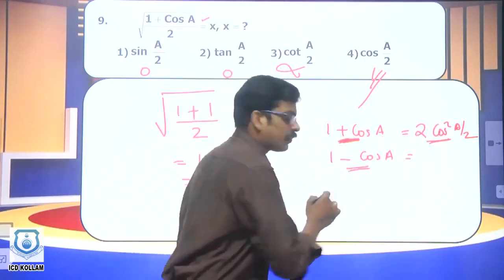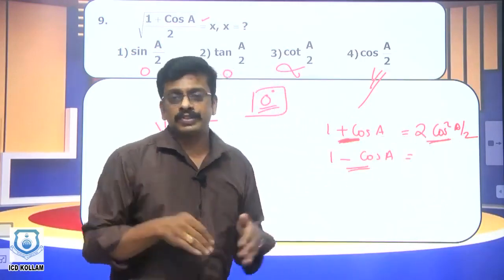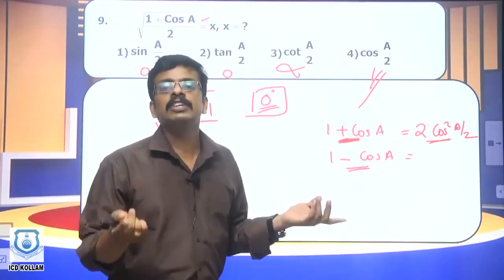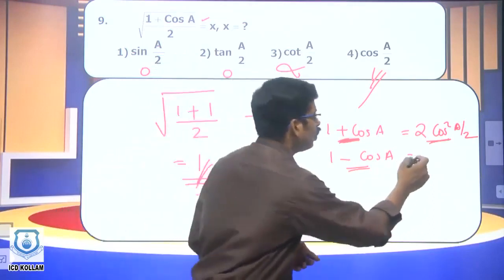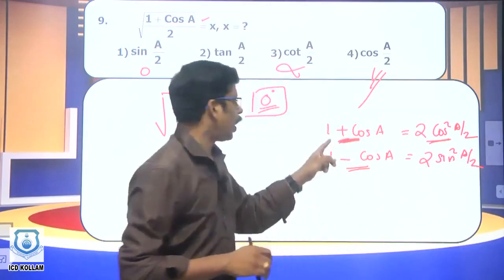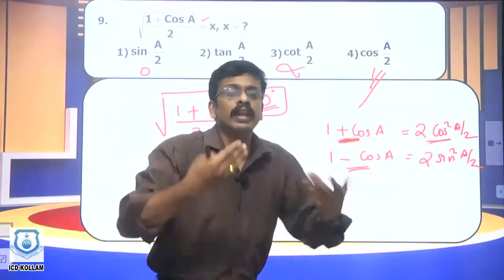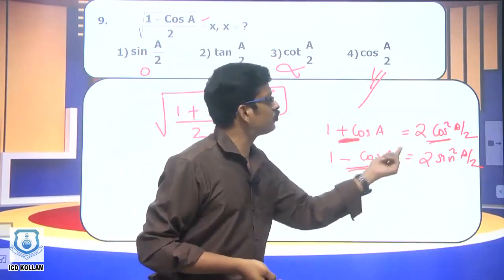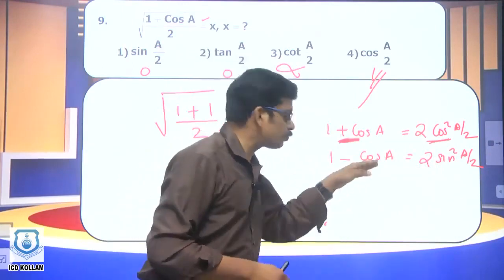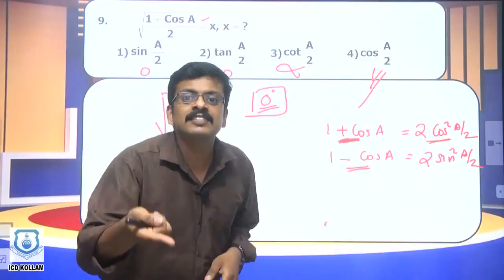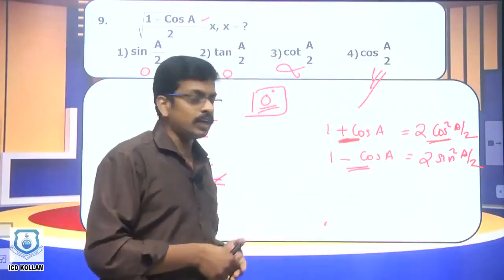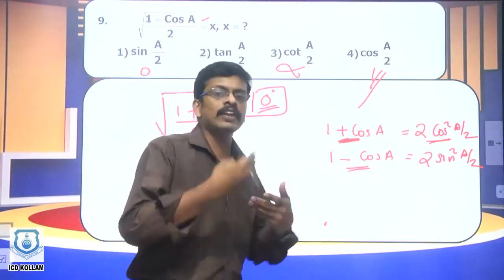Plus cos means cos itself, and the answer is 2 cos square A by 2. Then minus cos definitely is not cos. It is a negative of cos, not cos. Not cos means it will be sine. So it is 2 sine square A by 2. So 1 plus cos A is 2 cos square A by 2. 1 minus cos A is 2 sine square A by 2. Plus cos means it is cos. Minus cos means it is not cos, that means it is sine. So we can say 1 plus cos A is 2 cos square A by 2 and 1 minus cos A is 2 sine square A by 2.